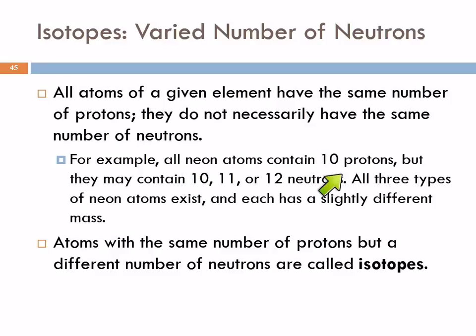All neon atoms contain 10 protons. We look at the periodic table, neon is element number 10, 10 protons. But some neon atoms have 10 neutrons, some have 11, some have 12 neutrons. Because of the difference in neutrons, the mass of each of those atoms will be slightly different, right? They'll be close, but slightly different. So isotopes is the word that we use to describe atoms that have the same number of protons, but differing numbers of neutrons. Iso is a prefix that means the same. They're the same element, and yet they're different. I don't know what tope means. I should probably look that up.